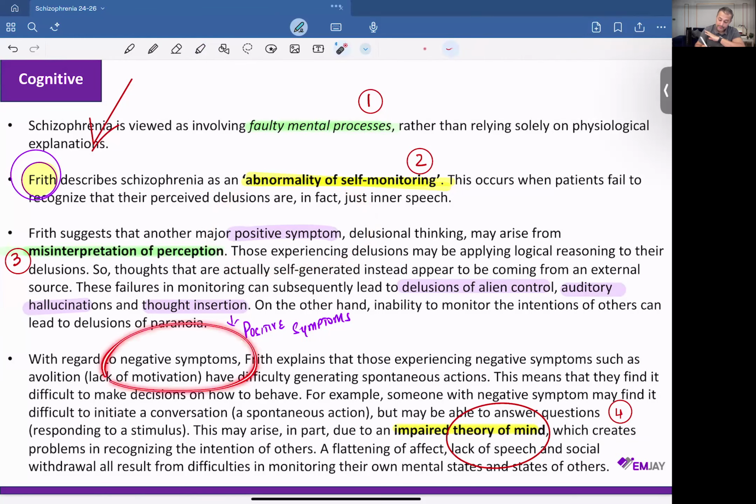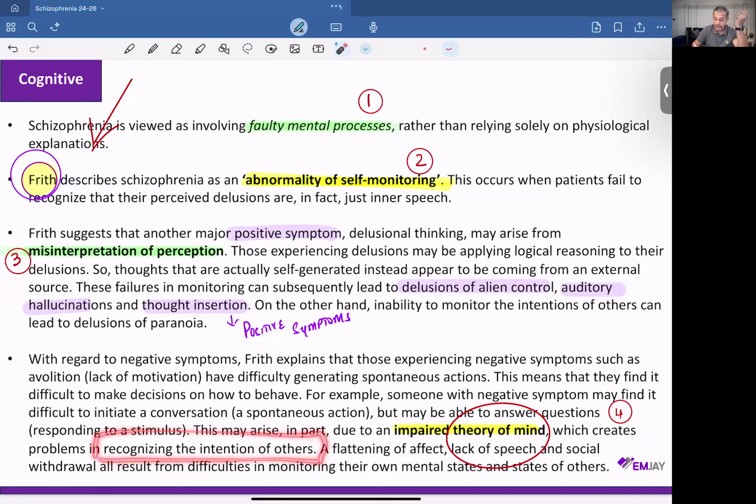However, with regard to negative symptoms, Frith explains that those experiencing negative symptoms, such as avolition, that is lack of motivation, have difficulty generating spontaneous actions, right? This means that they find it difficult to initiate a conversation or a spontaneous action, but may be able to answer questions, that is responding to a stimulus. This may arise in part due to an impaired theory of mind, which creates problems in recognizing the intention of others.